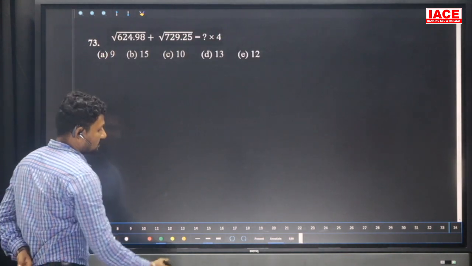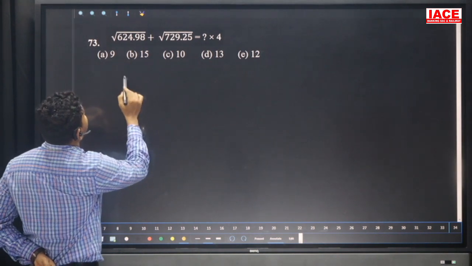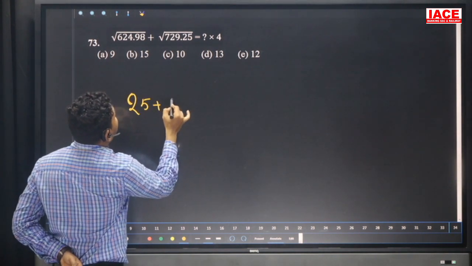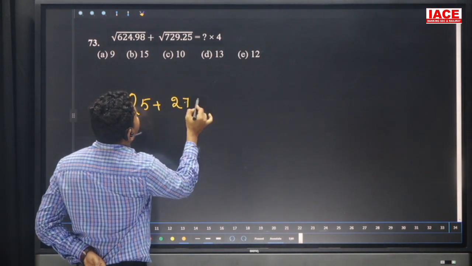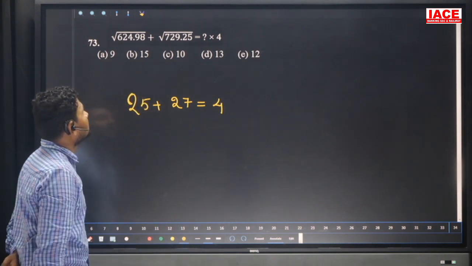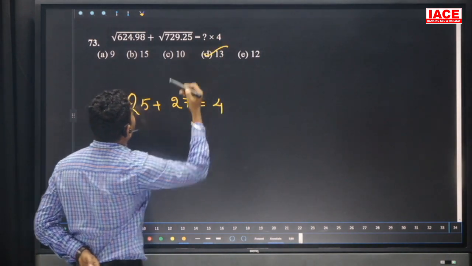Next, root of 625.8. So this is 624.98. We can write it as 25 plus 729. We can write here 27, which is equal to 4. So 25 plus 27 is equal to 52. 52 is divisible by 4. Option is 13.